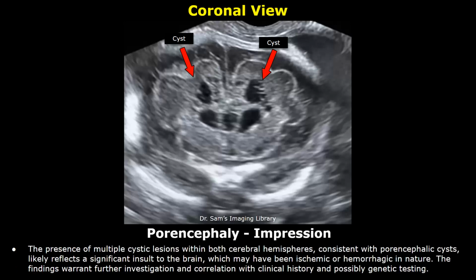This is the impression. The presence of multiple cystic lesions within both cerebral hemispheres, consistent with porencephalic cysts, likely reflects a significant insult to the brain, which may have been ischemic or hemorrhagic in nature. The findings warrant further investigation and correlation with clinical history and possibly genetic testing.